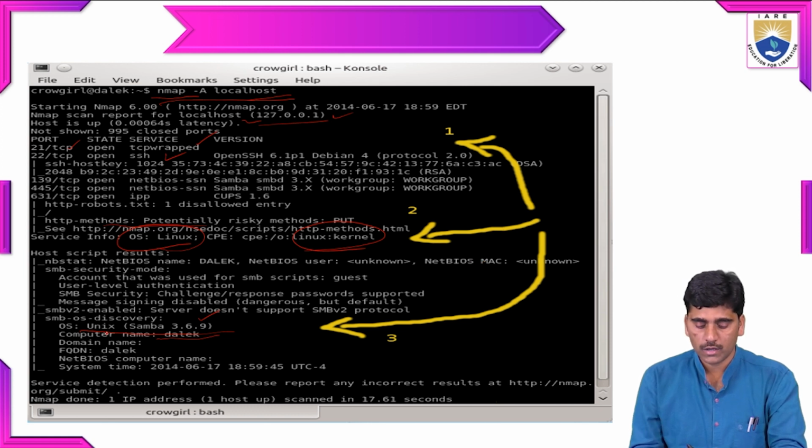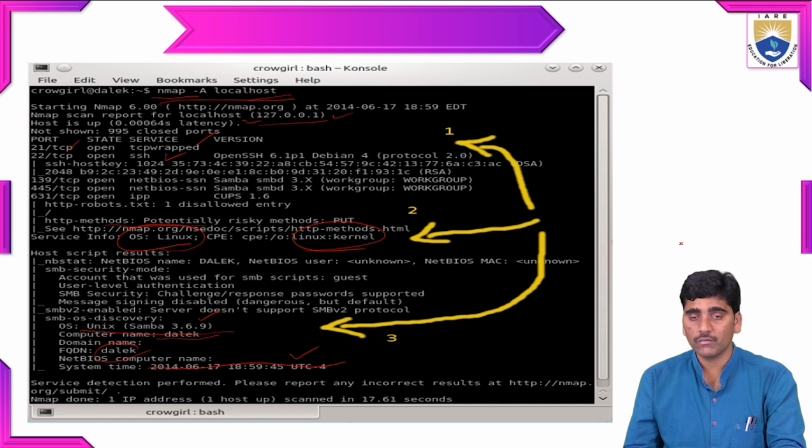DALEK, and domain name is what? FQDN is what? DLEC, and the system time is what? This one. So the way it displays all the hosting and service detection of the services, with the help of the operating system, what type of operating system is used in the targeted machine.